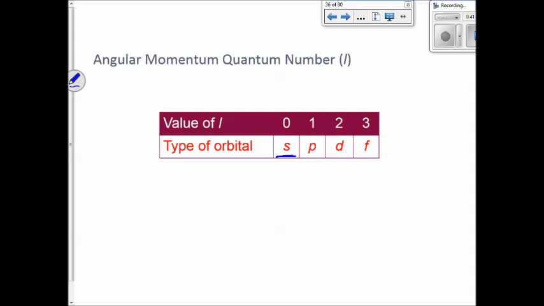S-shaped are always going to be zeros. P shapes are always going to be 1 for their L, D shapes are always going to be 2, and F shapes are always going to be 3s for their L's.